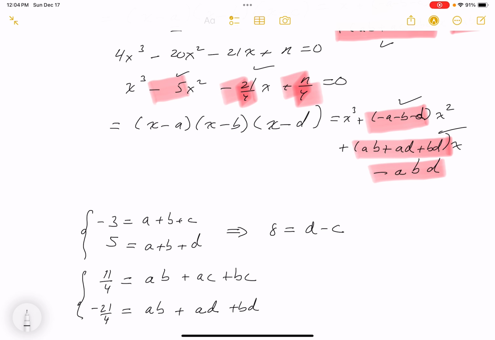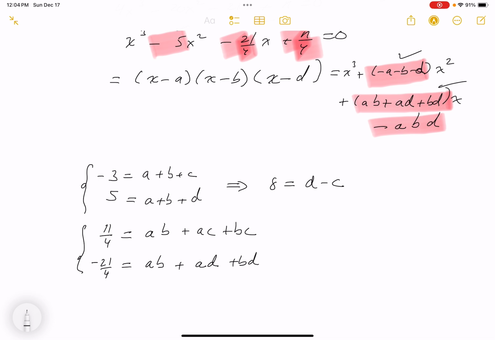Well, I still want to look at these two equations over here and wonder what to do about that. I guess I could just get the AB to disappear, right? By subtracting. So 11 quarters minus 21 quarters is 32 quarters, right? And then you get AC. The AB is going to disappear, by the way. Plus BC minus AD minus BD. And 32 quarters is 8. By the way, this might be important to me because it looks pretty simple. What do you have here?